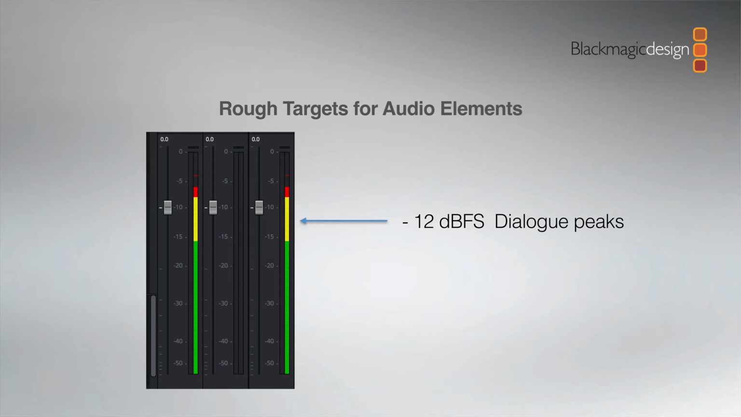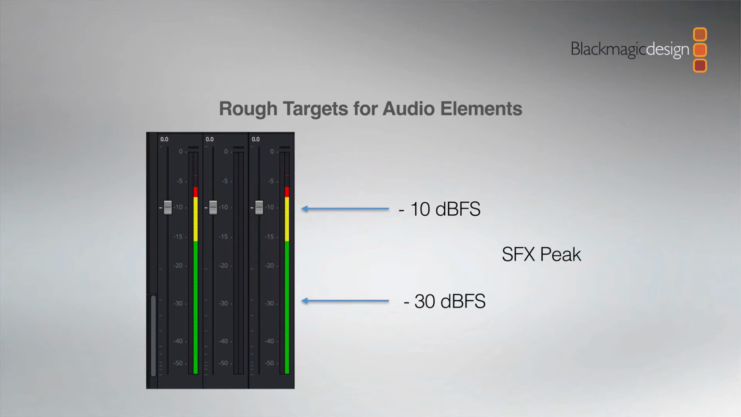Can they go higher? Absolutely. They can be minus 10, minus 5, whatever. But you try and hit around minus 12 for your dialogue peaks, right? Your peaks in your sound effects are going to fall somewhere between minus 30 and minus 10, because there's a range of sound effects, right? So you're going to have a range in there.